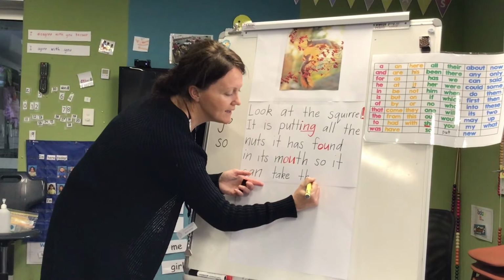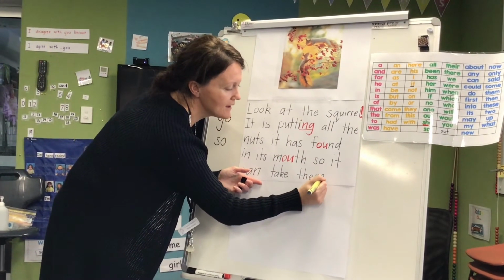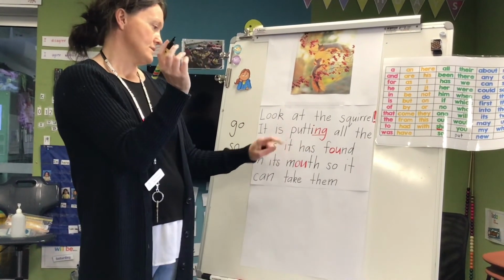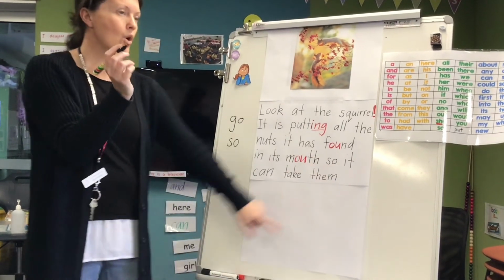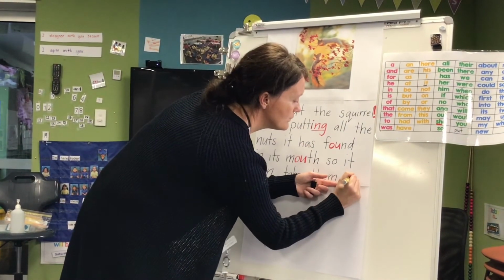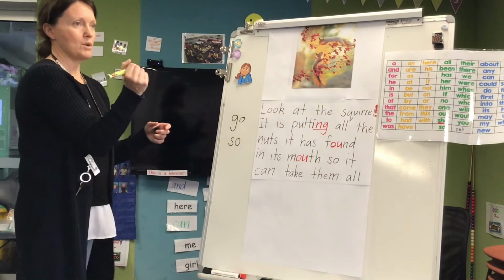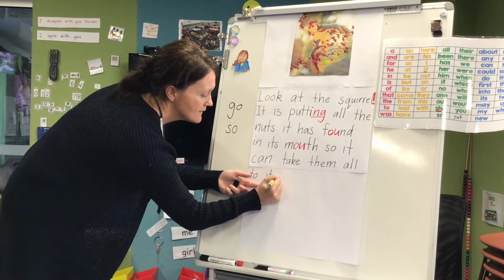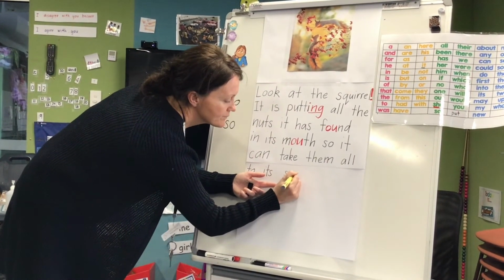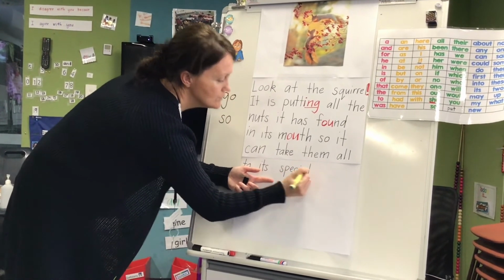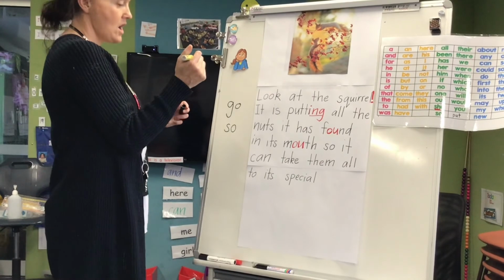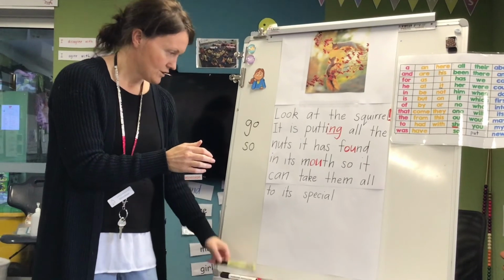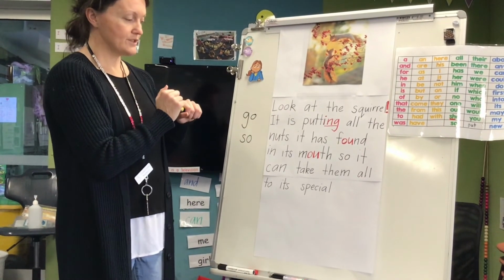Like in Emma, an elephant. Take them back. So it can take them all. I'm going to do all. We found that already. Take them all to its special hiding. How many parts in that word? 2, you're right. Let's work on the first part. Hide.